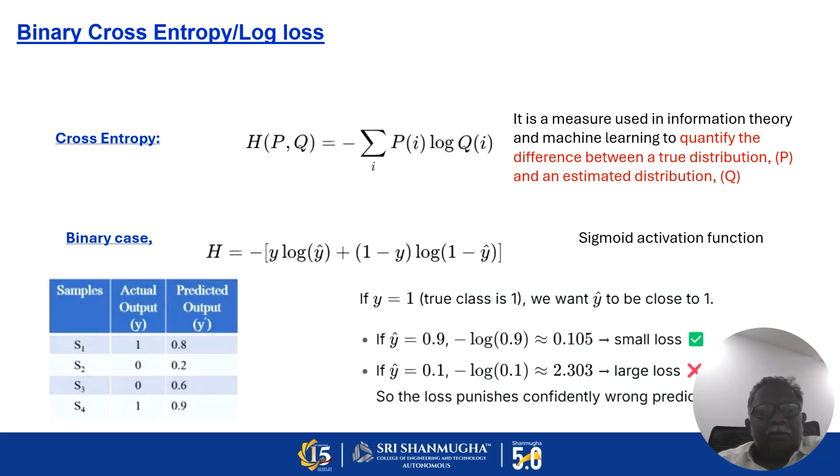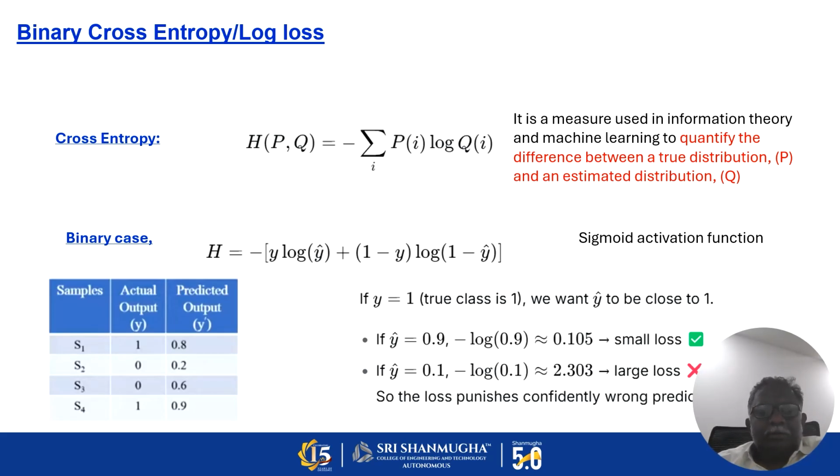If you have more samples but the category is 2, the predicted category is yes or no, the true class is 1 and the other class is 0, then we can use this formula.